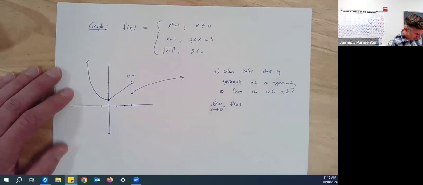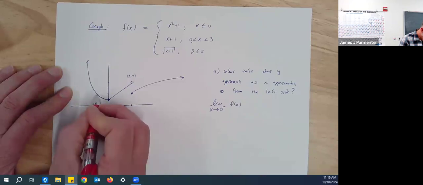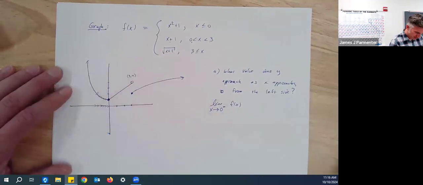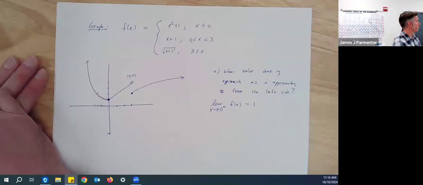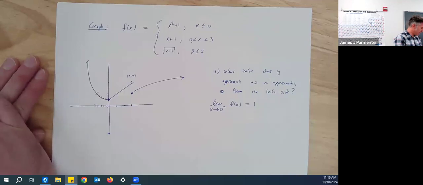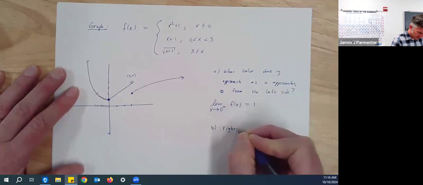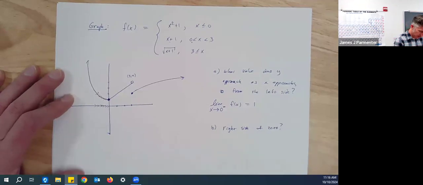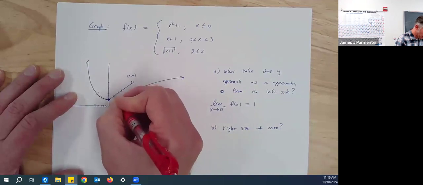Well, let's look at the picture. As x is getting closer and closer to 0 from the left-hand side, what are the y values getting closer and closer to? Yep, positive 1. That's it. That's what the limit is in this case. How about from the other side? Well, what about the right side of 0? If x approaches 0 from the right-hand side, the y values also approach positive 1.